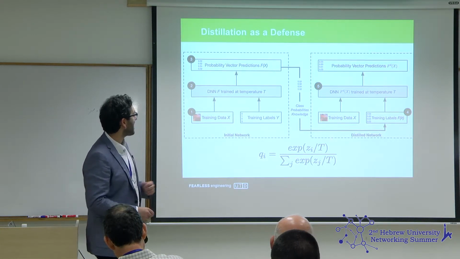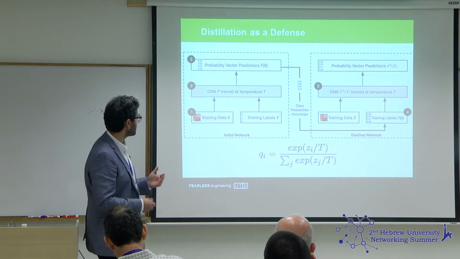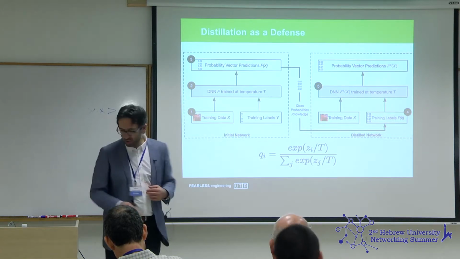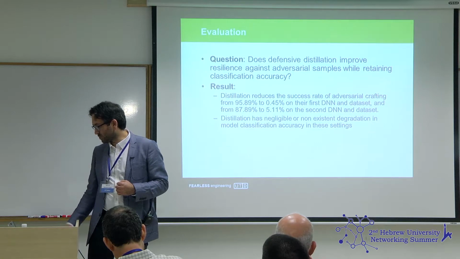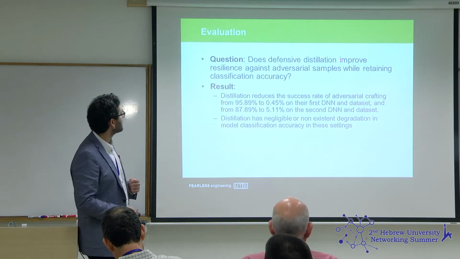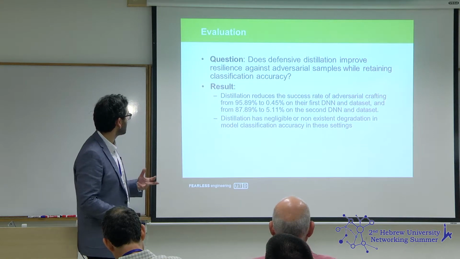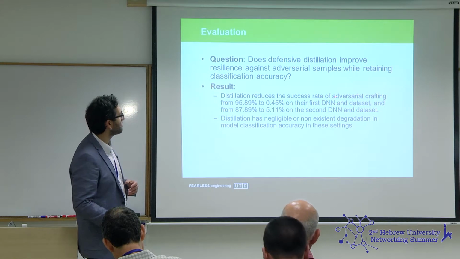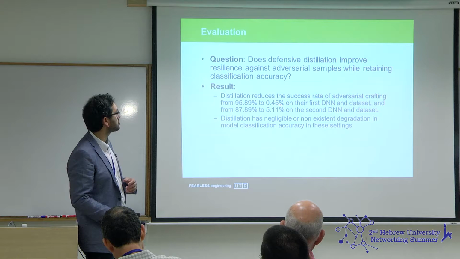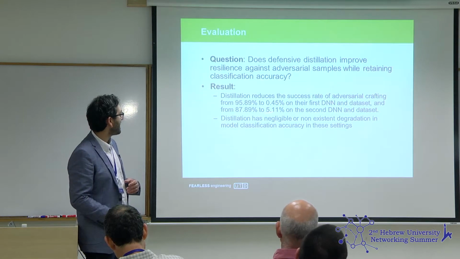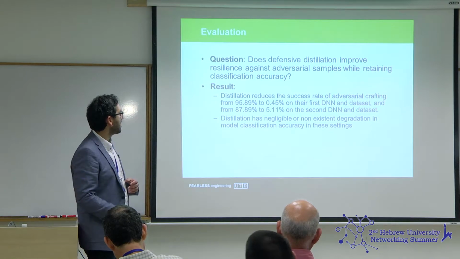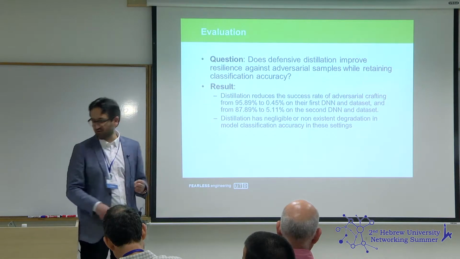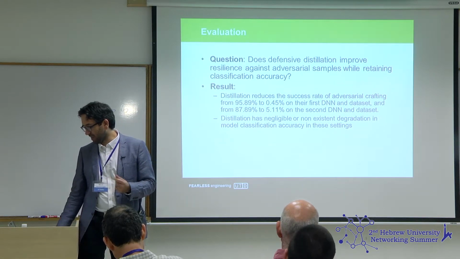And this temperature impacts how much this parameter is modified, how quickly it is modified. Based on this, they try to answer these questions. They ask, does the distillation improve the resiliency? According to them, distillation reduces the adversarial crafting from this to this, a substantial reduction, and on the second one from this to this. And distillation has negligible or non-existent degradation in classification accuracy.